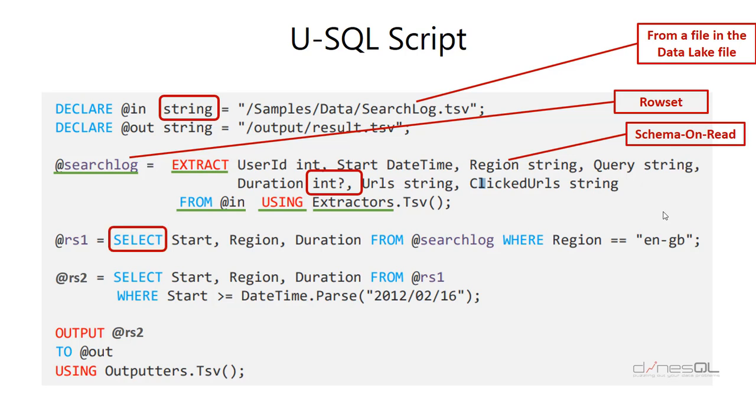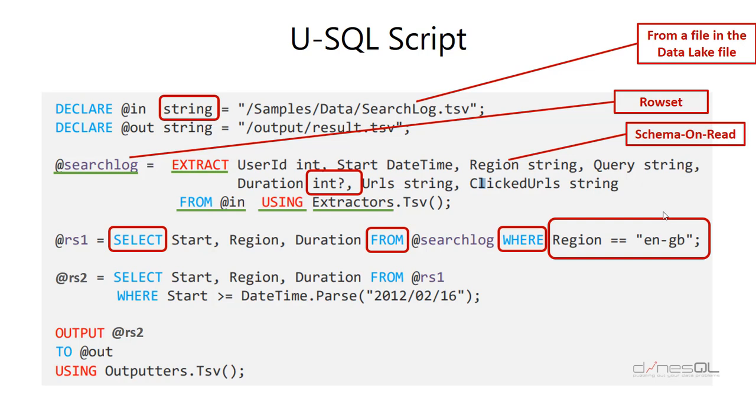Think about the standard select statement: select, from, where. So we simply say select from the search log row set, but not all columns, only start, region, duration. Again, not all rows, filter it for this region. As you see, this is a C# expression, so you can't just say region equal ENGB. You have to say region double equal ENGB. That's how you have to write expressions in USQL.